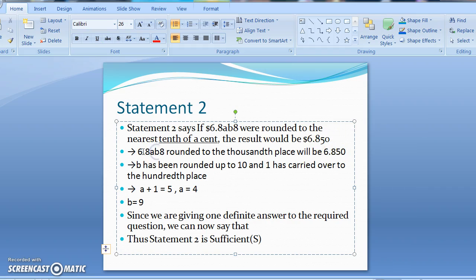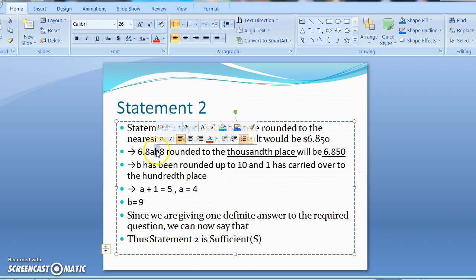And now let's look at the interpretation. 6.888 rounded to the 1,000th place, right? Because nearest tenth of a cent means the 1,000 digit, 1,000th place, will become 6.850. Like I said, we add the 0 because we are looking at the 1,000 digits. So now go to the 1,000 digit here: 10th, then your 100th, and then your 1,000. Now, very interesting. Next to it is 8, right? So that means B has to be rounded up.